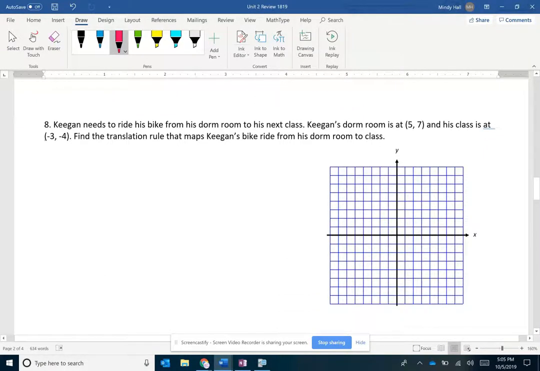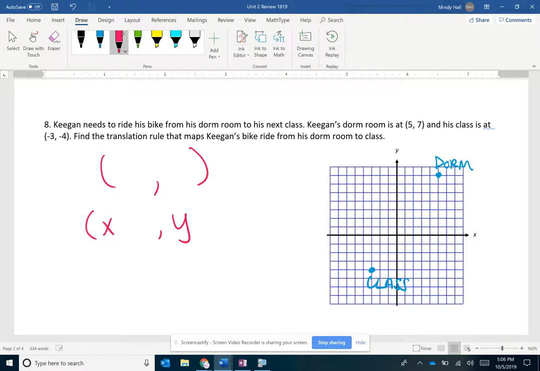So for number 8, Keegan needs to ride his bike from his dorm room to his next class. Keegan's dorm room is at (5, 7). So that's the dorm. And his class is at (negative 3, negative 4). So we need to find the translation rule that maps Keegan's bike ride from his dorm to his class. Because a translation rule can either look like an ordered pair or something like x plus or minus something and then y plus or minus something, you just have to decide how far left or right do you go and then how far up or down do you go.